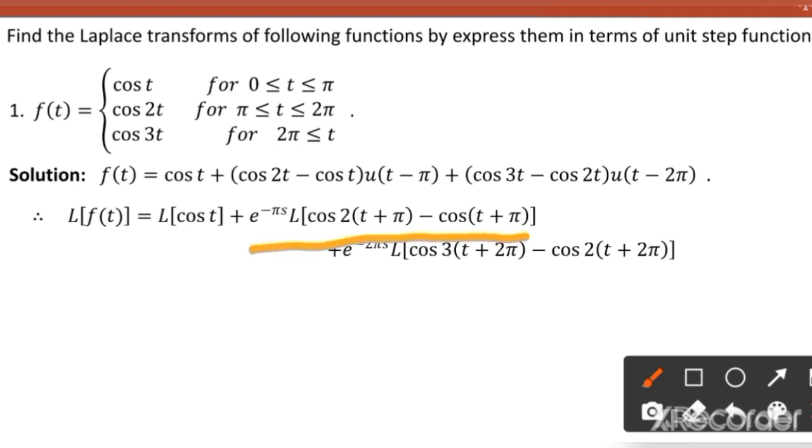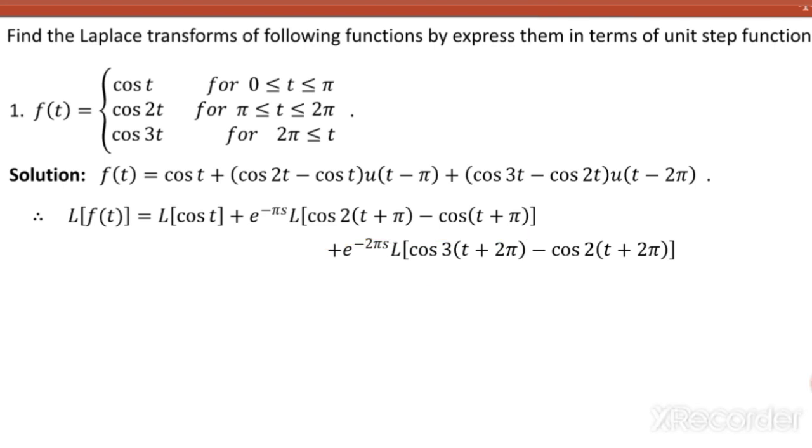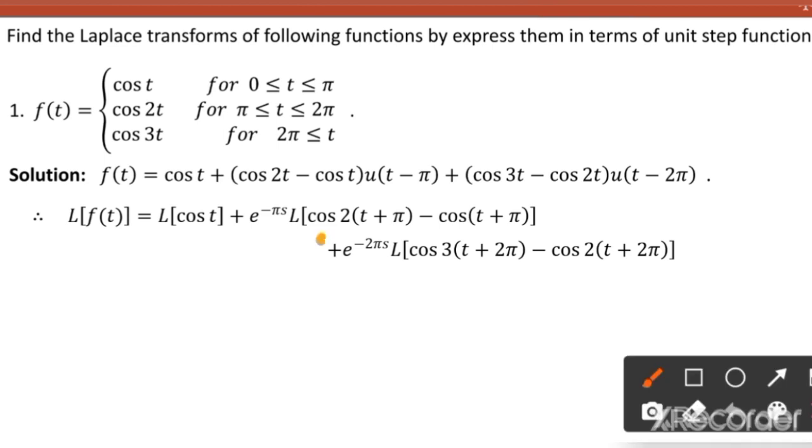For L of cos 2t minus cos t, don't take it directly but replace t by t plus pi, that is cos 2 times t plus pi minus cos of t plus pi. Similarly, the last one is e power minus 2 pi s times the Laplace transform of cos 3 times t plus 2 pi minus cos 2 times t plus 2 pi. So what is cos 2 times t plus pi? That is cos of 2t plus 2 pi, or cos of 2 pi plus 2t, so it is 360 plus, so cos 2t. And cos of pi plus t, that is 180 plus t, that is 90 into 2, an even multiple, so it means cos t.